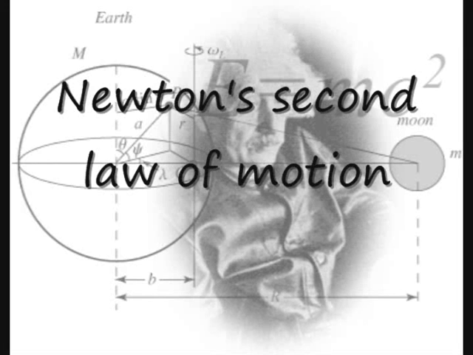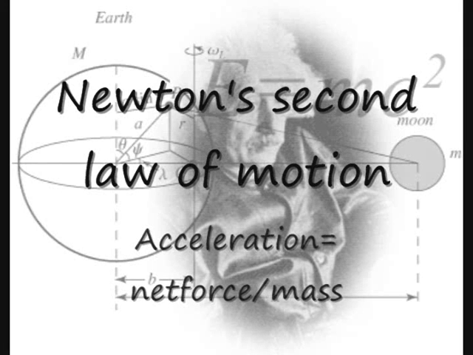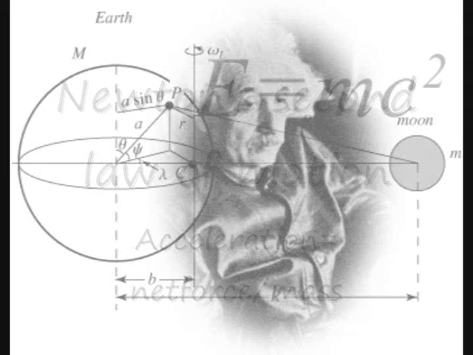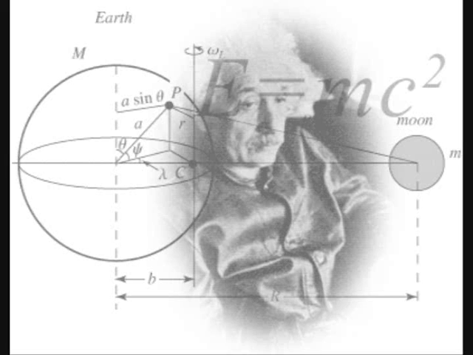Now we move on to Newton's second law of motion. According to Newton's second law of motion, the acceleration of an object is equal to the net force acting on it divided by the object's mass. A net force causes an object's velocity to change, so the object's acceleration increases. The acceleration of an object caused by the net force also depends on the object's mass. Mass is the amount of matter an object contains.